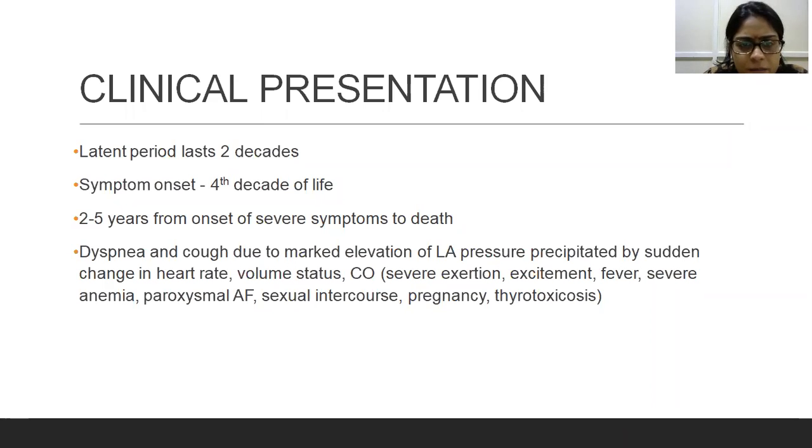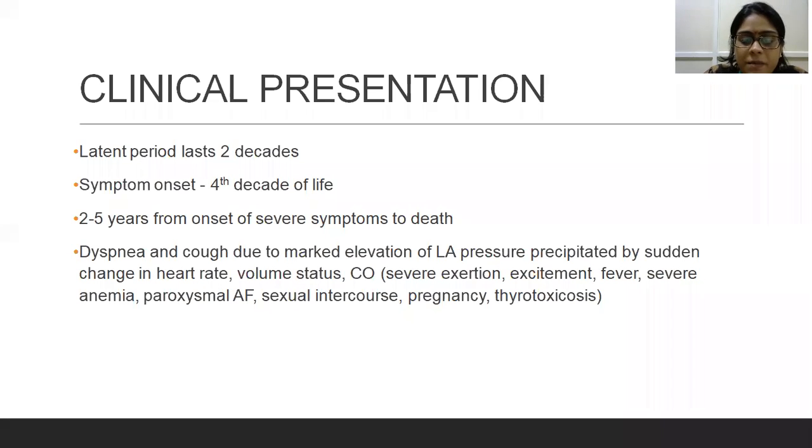Dyspnea and cough develop due to marked elevation of left atrial pressure. This can also be precipitated by a sudden change in the heart rate or volume status or cardiac output. Conditions which precipitate a sudden change in heart rate can be severe exertion or emotional excitement, or systemic conditions like fever, severe anemia, paroxysmal atrial fibrillation, even sexual intercourse. Pregnancy is a cause of high cardiac output. Even thyrotoxicosis, you have increased heart rate as well as high cardiac output.